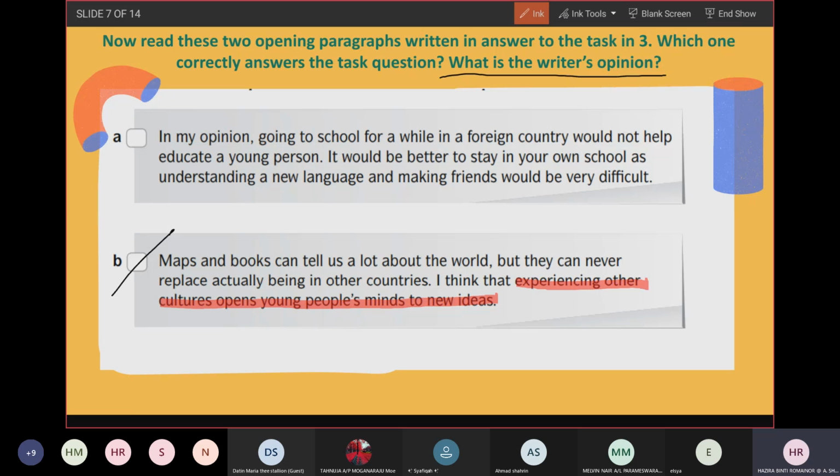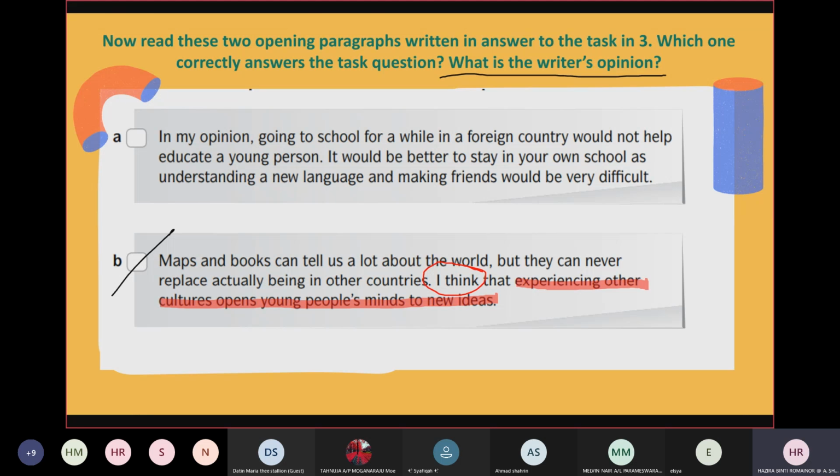Kenapa saya kata itu adalah opinion? Sebab dia terang-terangan tulis dekat sini. I think. So maps and books can tell us a lot about the world, but they can never replace actually being in other countries. I think that experiencing other cultures opens young people's mind to new ideas. So penulis ni, dia menjawab soalan sebelumnya, dia cakap tinggal di sana dengan keluarga yang berbeza budaya dapat membantu seorang remaja belajar tentang budaya orang lain. Awak tak boleh belajar dengan merujuk pada peta ataupun buku semata-mata. Awak kena ada pengalaman untuk tinggal dan hidup di sana for real.